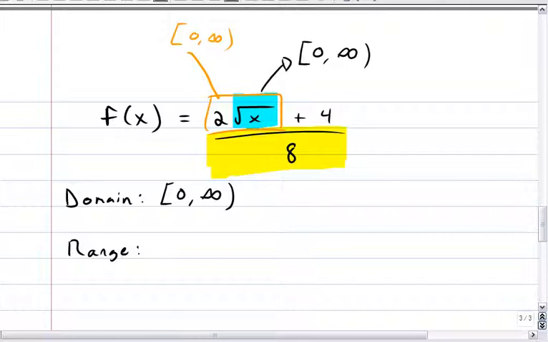Now the next layer of this is you're going to add 4. So what we have in purple there, what's that always going to be contained in? 4 to infinity. So if you take that number set and you divide everything by 8, what's that going to be contained in? 0.5 to infinity.